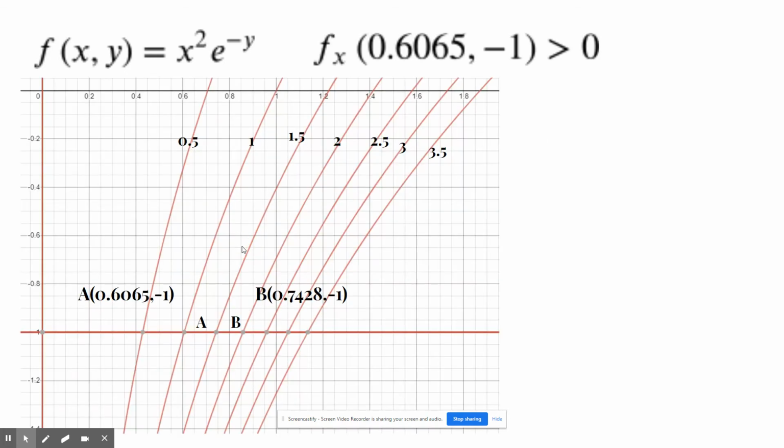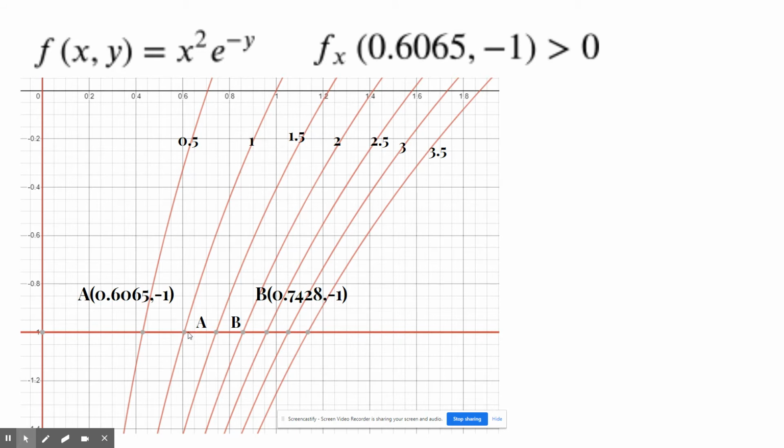So here is our contour graph. Notice that we have these function values written up top here: a half, 1, and it goes up in increments of 0.5, 1.5, 2, and such. The point we're talking about is point A, which is 0.6065, comma negative 1, and the function value corresponds to 1.